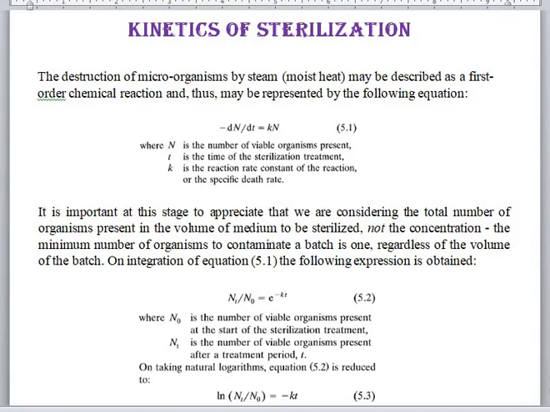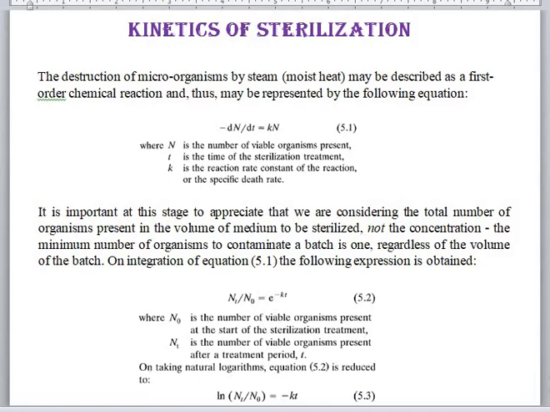And the minimum number of organisms to contaminate a batch is 1. That is, the presence of one microbe itself can spoil the whole fermenter. So take it as 1, regardless of the volume of the batch. You don't need to consider the volume or concentration. Just take the number of organisms present in the particular media to be sterilized.